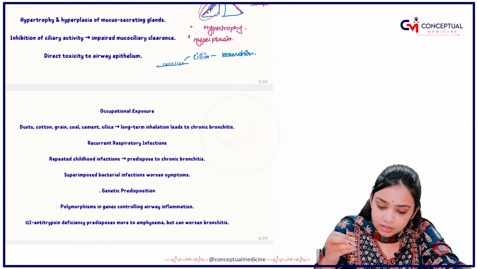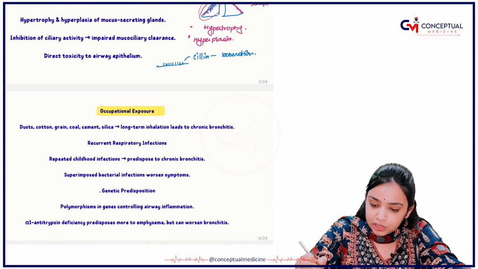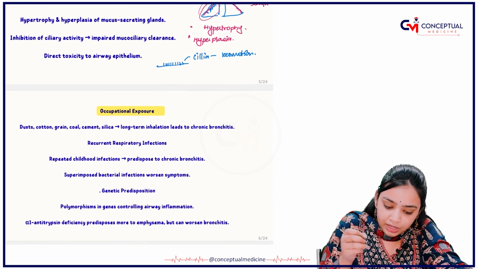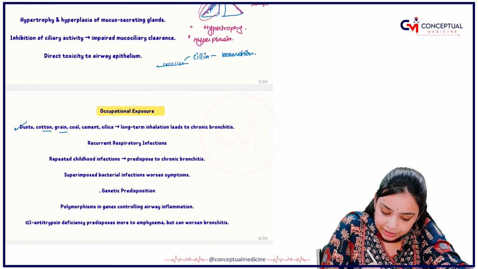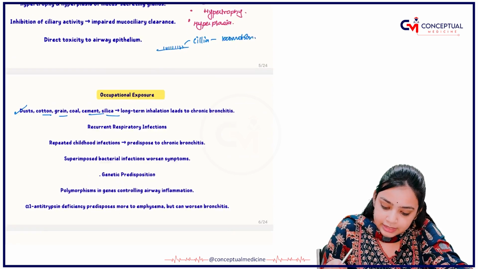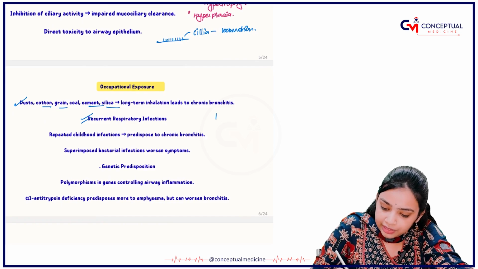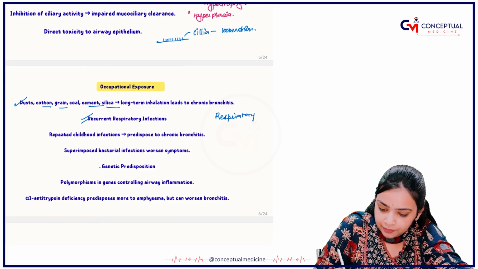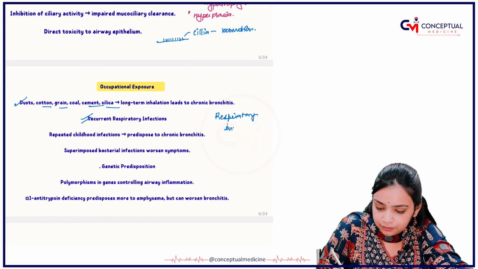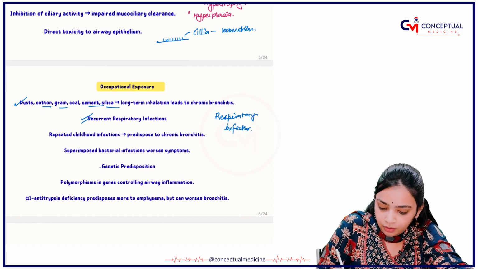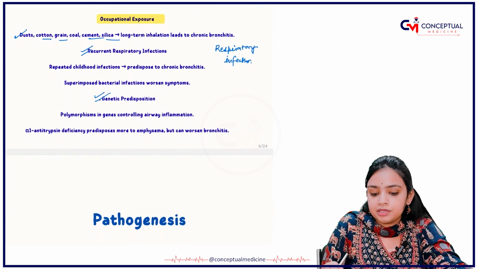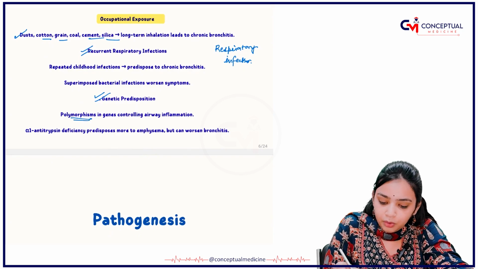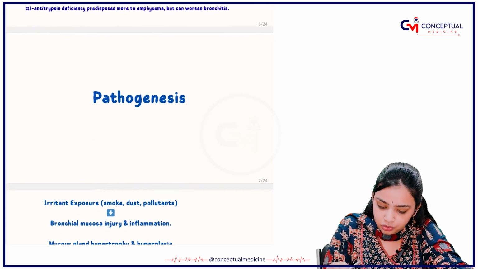Then what is the other reason? There can be occupational exposure, like dust, cotton, grain, cement and silica, which leads to respiratory infection. There is also a certain genetic predisposition, like polymorphisms in the genes controlling.